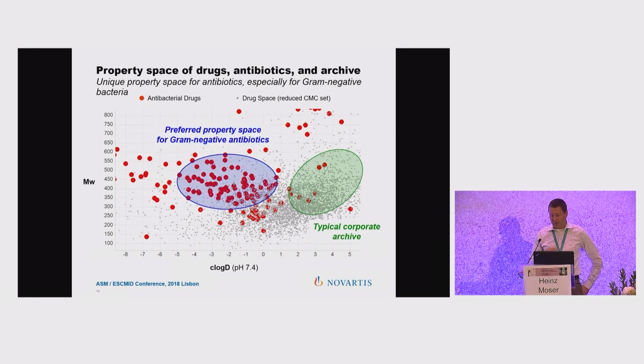Now let's look at that gram-negative space. That gram-negative space is fundamentally shifted to the left and maybe somewhat to lower molecular weight. Again, it does depend if your target is in the periplasm or in the cytoplasm. In that blue ellipse, you would expect the compounds that work against cytoplasmic targets on the bottom right side. And I'll show you again examples.